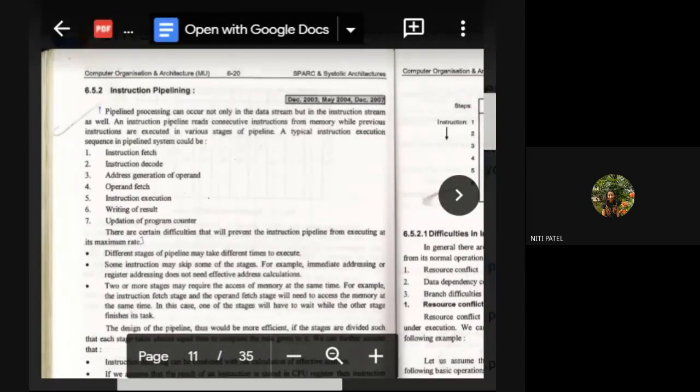So for move a comma b, first what will happen? In the first cycle, it will fetch move a comma b. In the second, it will decode what is a, what is b, what is move. In the third, it will generate the address, that is, where this instruction is, at memory location 3000 or 4000 or 5000, wherever it is. Once the opcode part is completed, it will take the operand part. You are well aware of opcode and operand: when I say move a comma b, move is the opcode, a comma b is the operand.